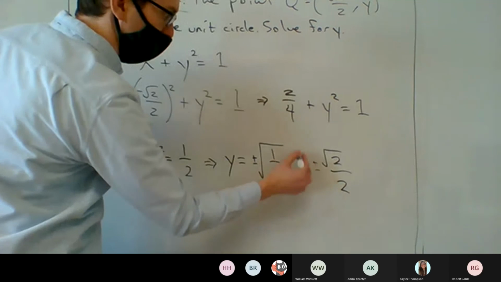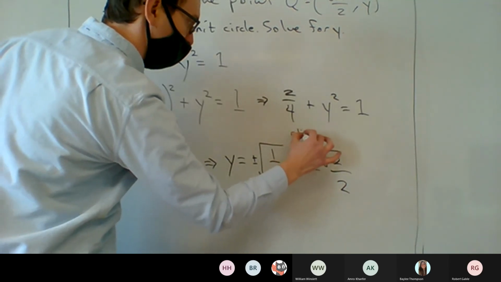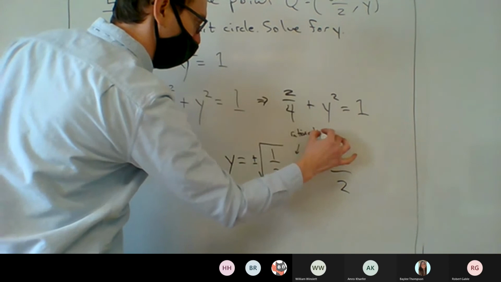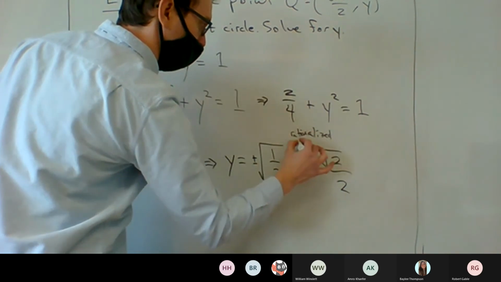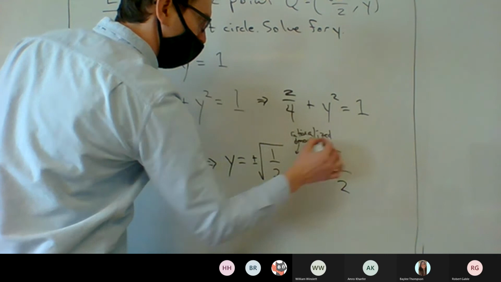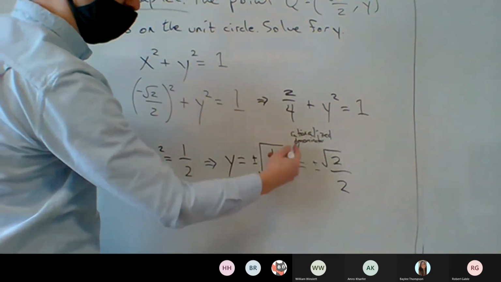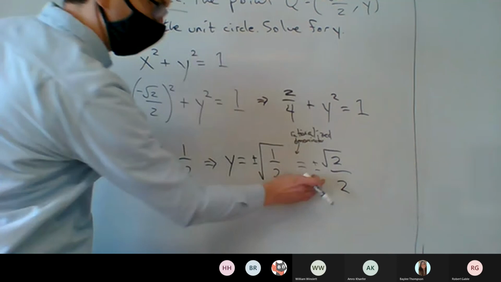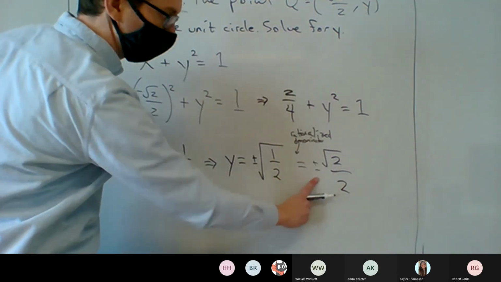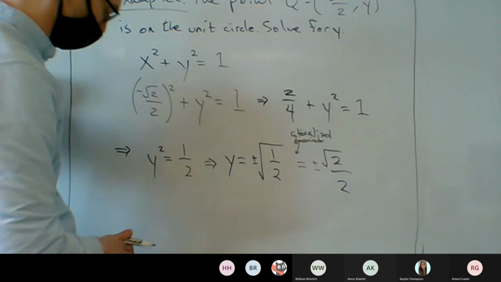You can make a little note to yourself that we rationalized the denominator. Square root of 1/2 is 1 over square root of 2, and then you multiply by square root of 2 in the top and bottom, and you'd get this. But the point is the plus or minus is still there, and that's a problem. I was asked to solve for y. I need one value for y.